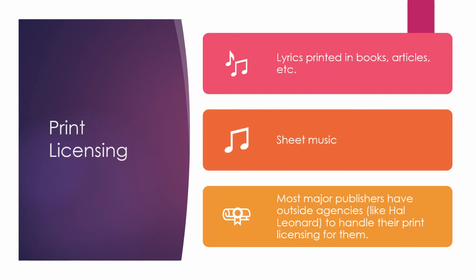Another source of income for music publishers is print licensing. As the name suggests, it's for use of lyrics in books and novels, printing of sheet music and folios, and depending upon the songwriter's agreement with the publisher, the use may or may not require permission beforehand from the songwriter. Most major music publishers have outside agencies like Hal Leonard to handle their print licensing for them. It's rarely done in-house nowadays by the music publisher.